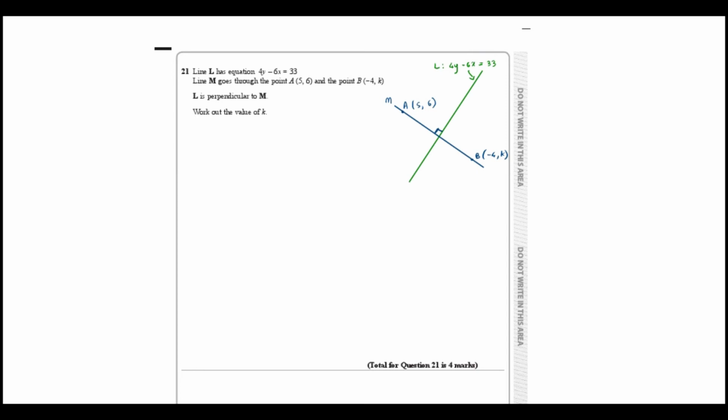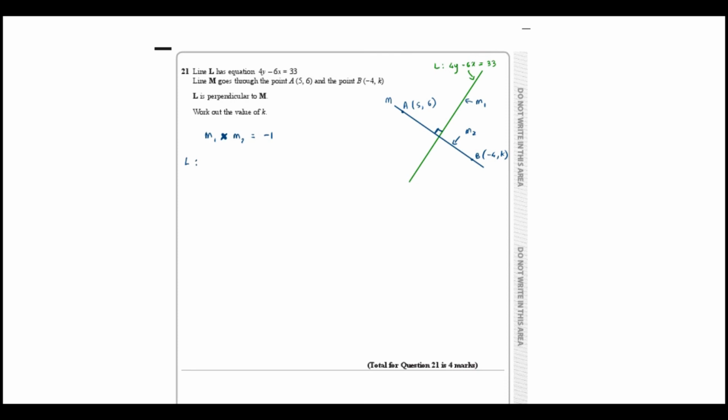So what we have to simply do here is, since the lines are perpendicular, apply the perpendicular gradient relationship. If two lines are perpendicular, let's say line L's gradient is m1 and line M's gradient is m2, then the product of the gradients will be equal to minus 1. This is the relationship I'll be using to get the value of k. So let's take line L and calculate the gradient.